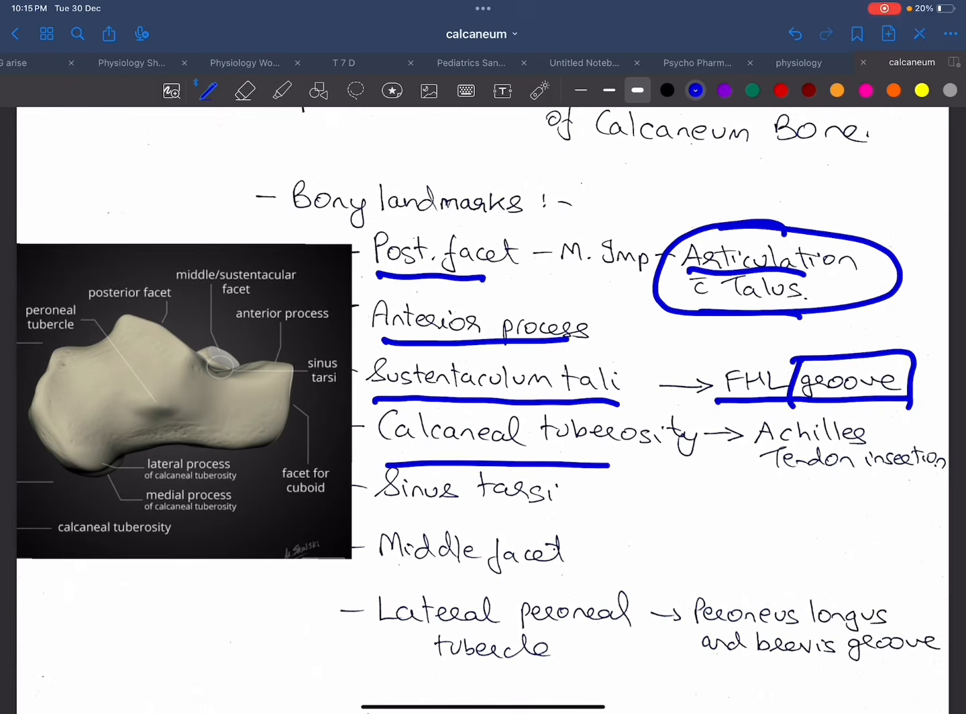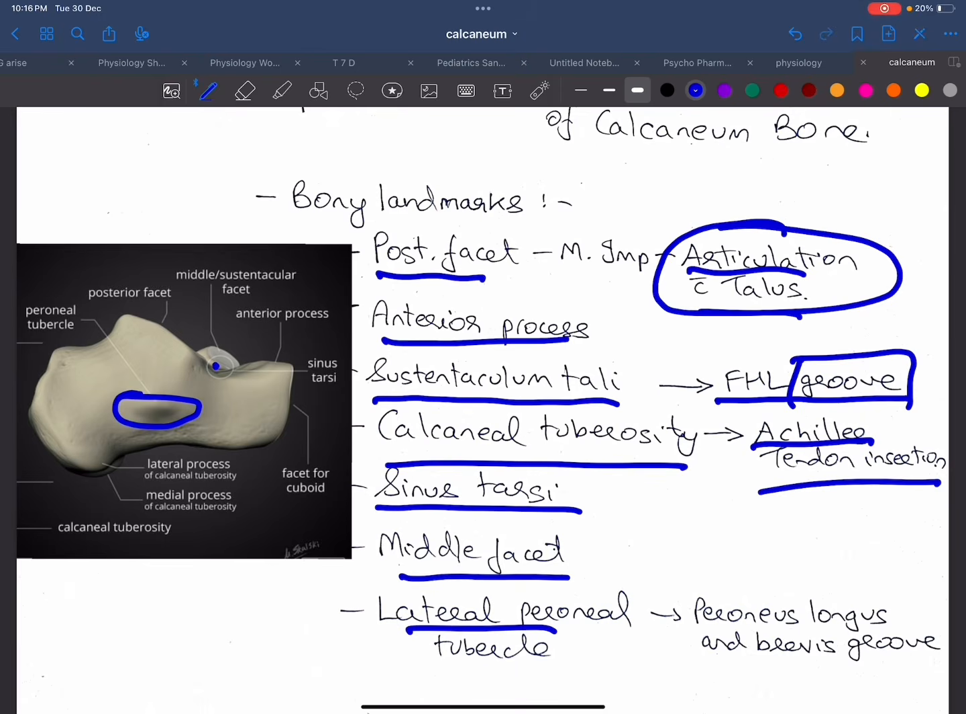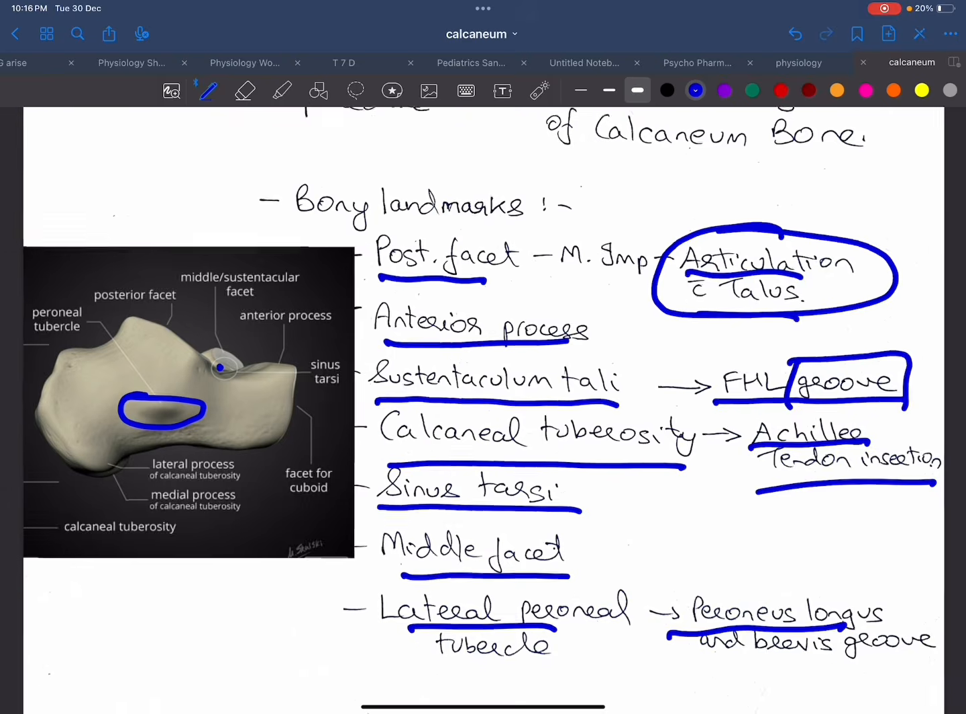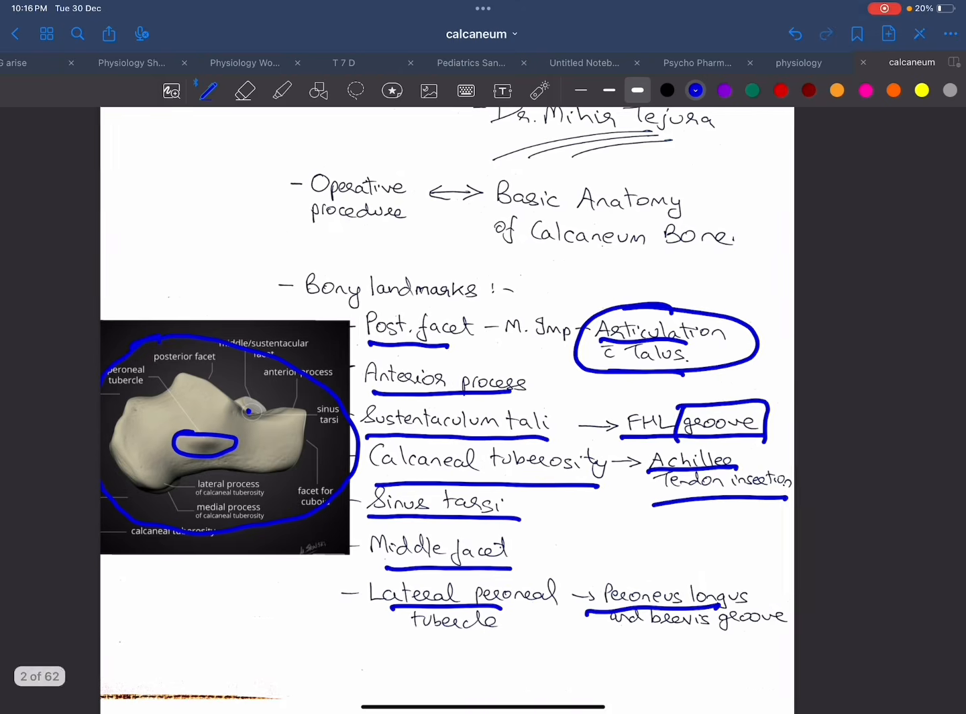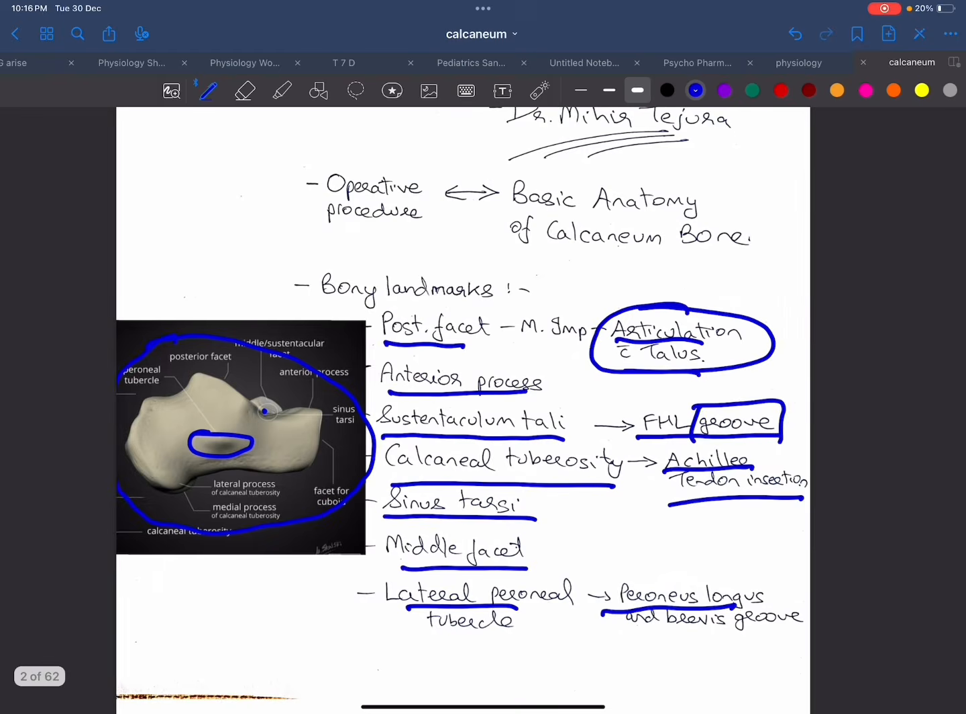Now the calcaneal tuberosity is the place, as you all know, where the Achilles tendon inserts. Then the sinus tarsi we discussed, and the middle facet. This is the middle facet, and the lateral peroneal tubercle, which has the groove for the peroneus longus and brevis muscles. Am I making sense? I hope this basic anatomy is clear. This is most important. Before going to the OT for calcaneum fracture, you need to understand this basic anatomy, so that you can imagine the reduction intraoperatively.